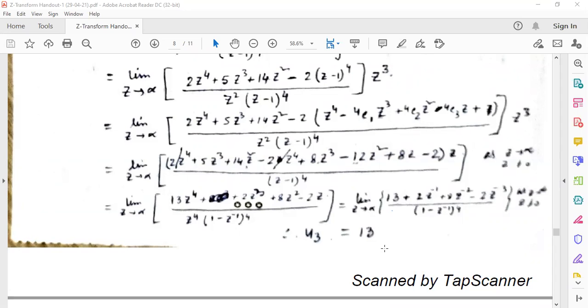To find out u3, you have to use u0, u1, u2. To find out the value of u2, you have to use the values of u0, u1. To find out the value of u1, you have to use the value of u0. And the value of u0 is coming from the initial value problem.